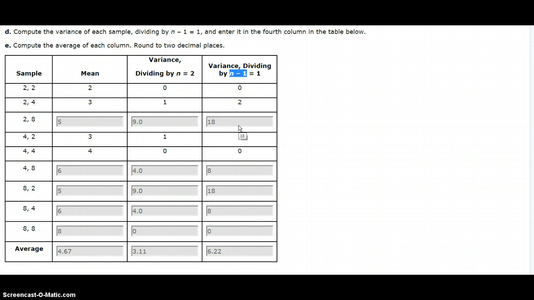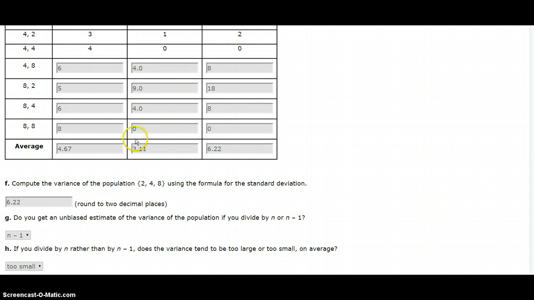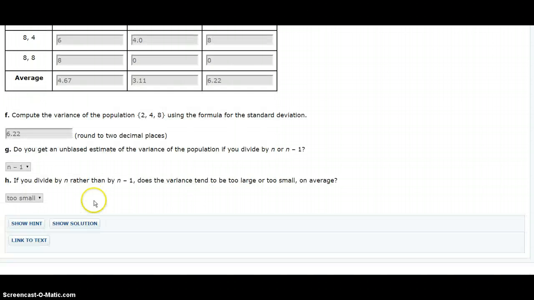So the whole point of this is that dividing by n minus 1, even though it seems strange, gives us an unbiased estimate of the population, whereas dividing by n for a sample standard deviation or sample variance, if we just divide by n like we would do normally for the population, we get an estimate that's too small, and that's what part H gets at then.